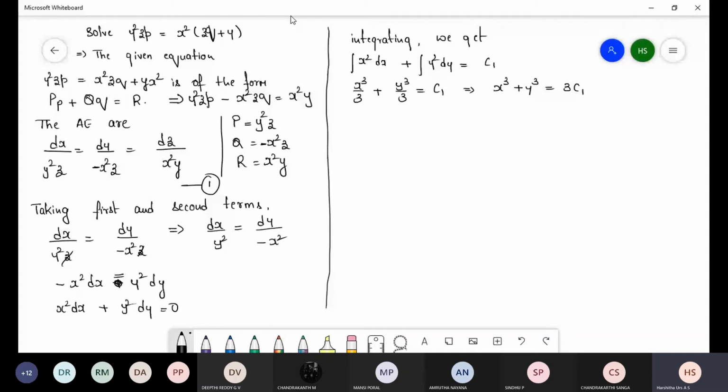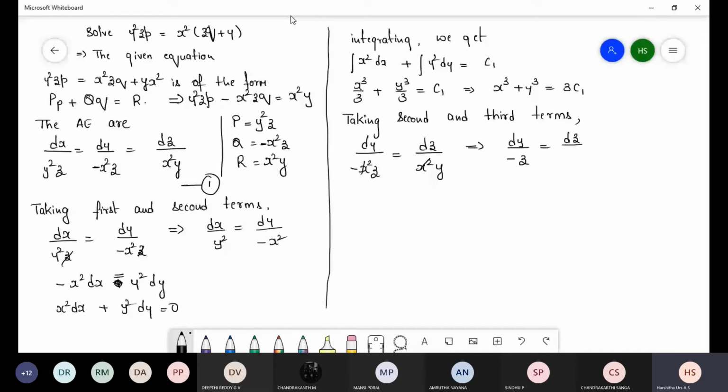Next, taking second and third term. Taking second and third term. Here we have to write dy divided by minus x square into z is equal to dz divided by x square into y. X square will get cancelled. We get dy divided by minus z, that is equal to dz divided by y.